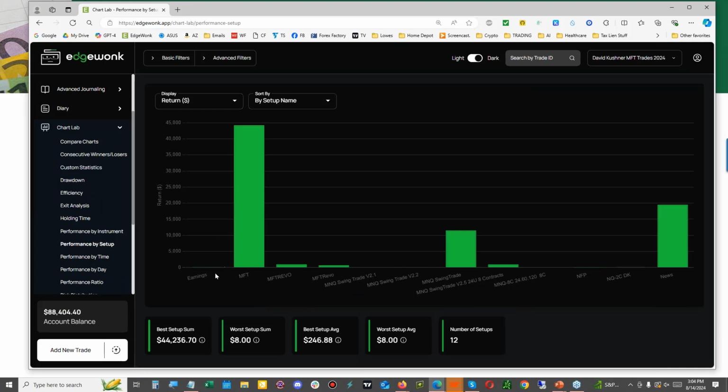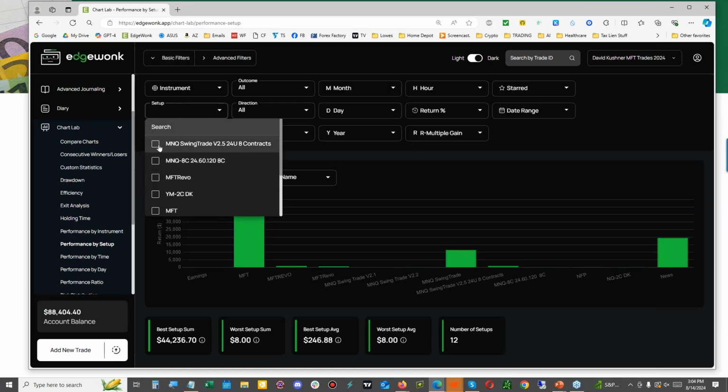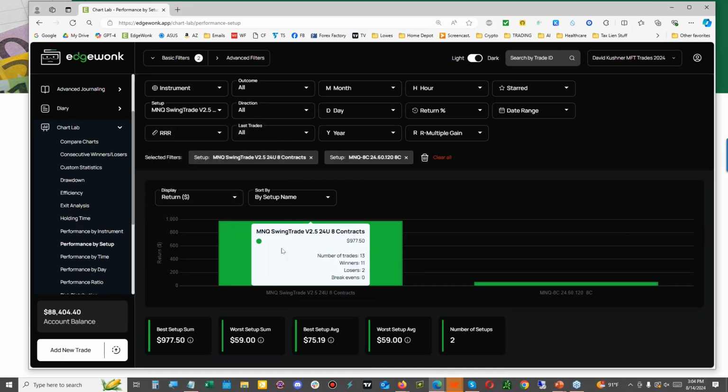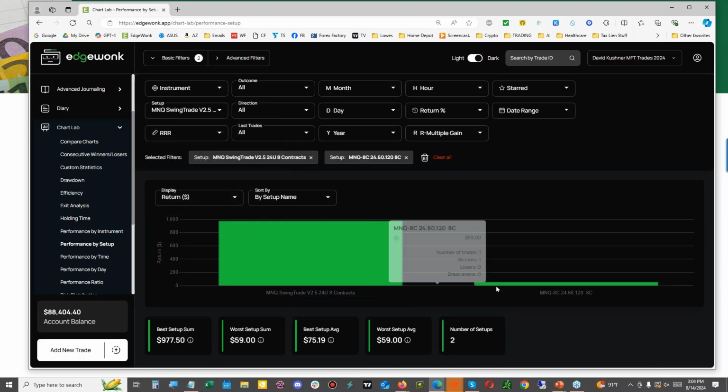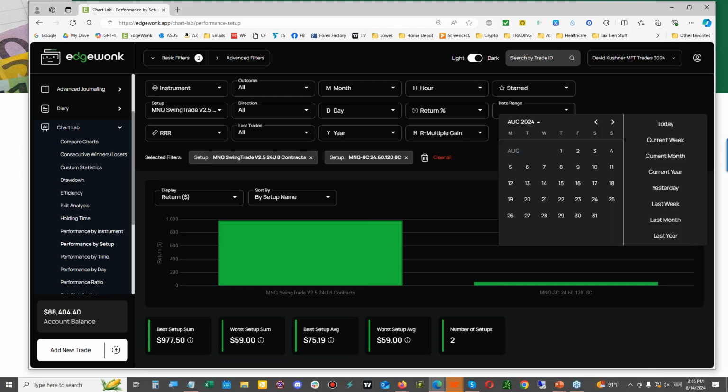Performance by setup, MNQ swing trade. Let's see, basic filters, setup. This is just on the swing trade. Okay, that's not right. Oh, wait a minute, date range. I got something wrong here. I just did this for somebody, current year.